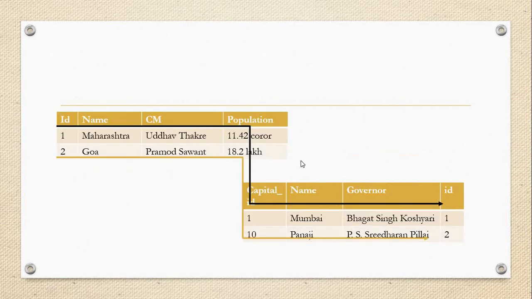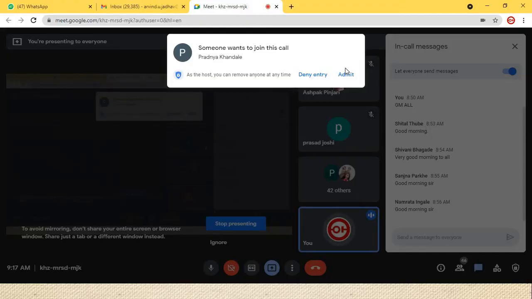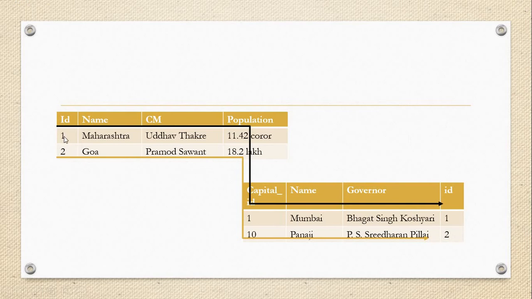So let's check that out. So here I have ID, name, CM and population. In the other table I have capital ID, name, governor and ID. Okay, so in that case we have two different things. Here I shared this primary key as a foreign key in the other capital table. Earlier I shared the capital ID as a primary key into a foreign key in the state table. Okay, so we can perform the vice versa operation, don't worry about that.